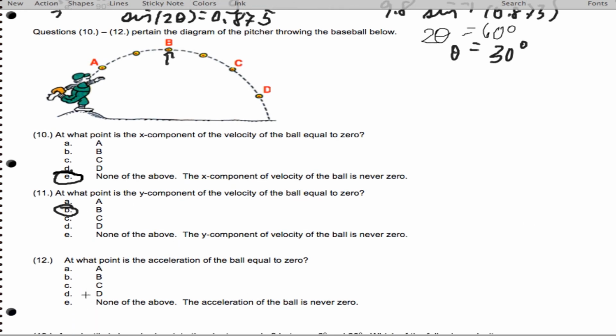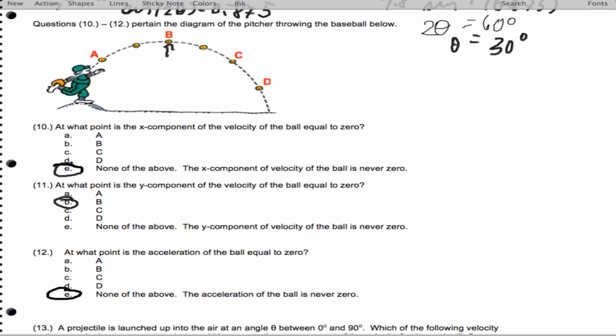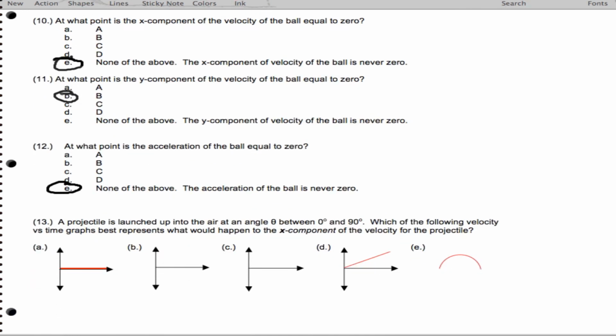Then we want to know when the acceleration of the ball is equal to 0. Well, 9.8 meters per second squared. It's gravity that causes the acceleration. So it's never equal to 0. And, you know, I wanted to do number 13.